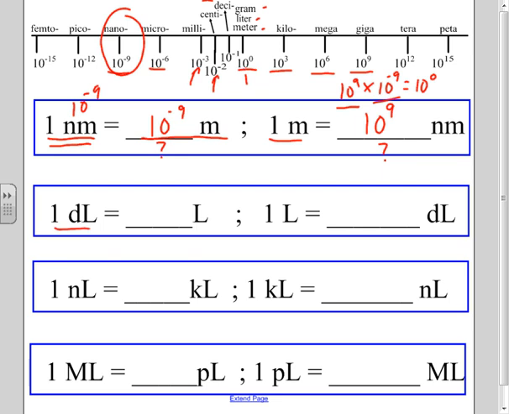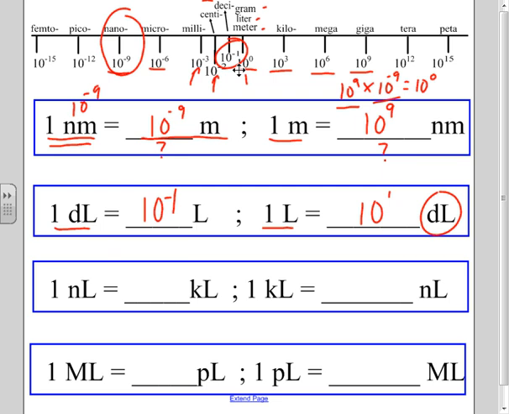For deciliters and liters, a deciliter again is defined as 10 to the minus 1. So 1 deciliter equals a tenth of a liter, 10 to the minus 1. And 1 liter equals 10 deciliters, 10 to the positive 1 if you prefer. And so it takes 10 tenths to equal 1 whole.